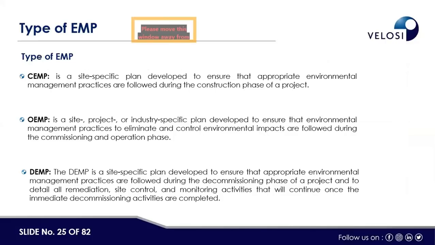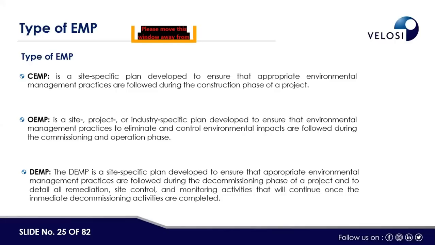Now the types of EMP. Normally in our region, there are three kinds of EMP. One is the CEMP, called Construction Environmental Management Plan. The second one is the OEMP, Operational Environmental Management Plan. And the third one is the DEMP, Decommissioning Environmental Management Plan. In other countries, it is sometimes only called an EMP, applied at a particular stage of the life cycle of the project, but in our region it has been divided into different types depending upon the stage of the project.